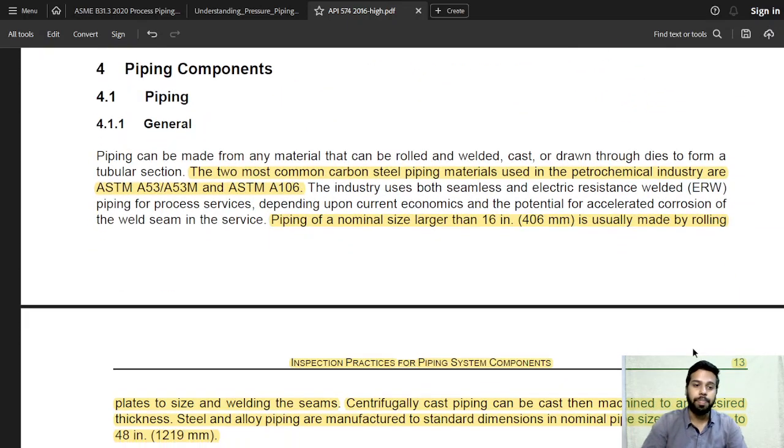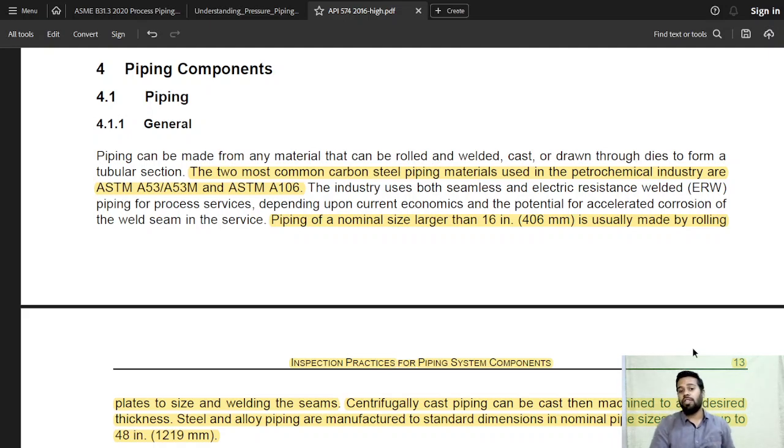So section 4. Section 4 is going to be one of the most important things when we don't understand what a piping system is, what a valve is, what a fitting is, how many types of fittings there are. All of these things are laid down in section 4. So section 4 can be seen as very general information about the piping systems.